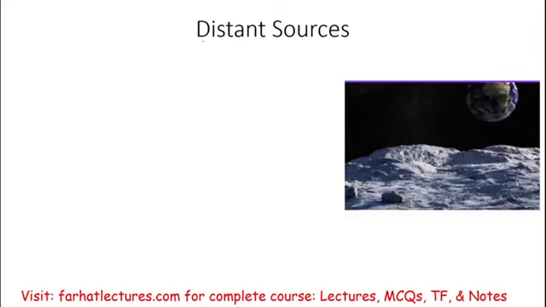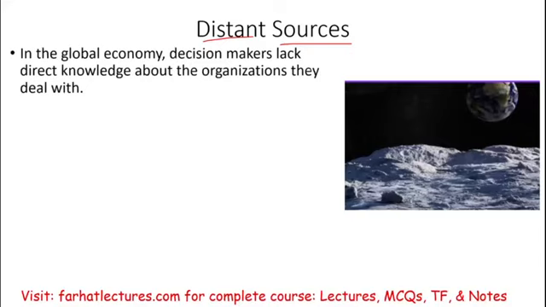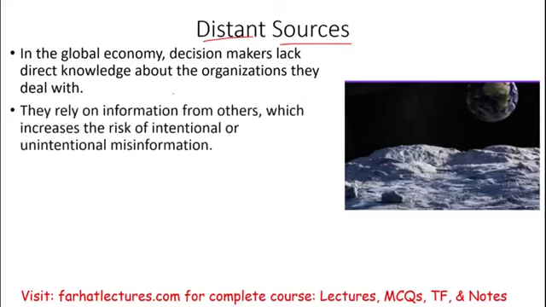First one is distant sources. What does that mean? It means in a global economy, you might be investing in a company that's in Asia or in Africa or in the Middle East. You have to make a decision whether you should invest or not. What do you rely on? You rely on information provided by others, unless you can travel over there and physically inspect the company, look at how well they are doing. Otherwise, you have to rely on information provided. That's going to increase the risk of intentional or unintentional misinformation. So there's a distance between you and the company.